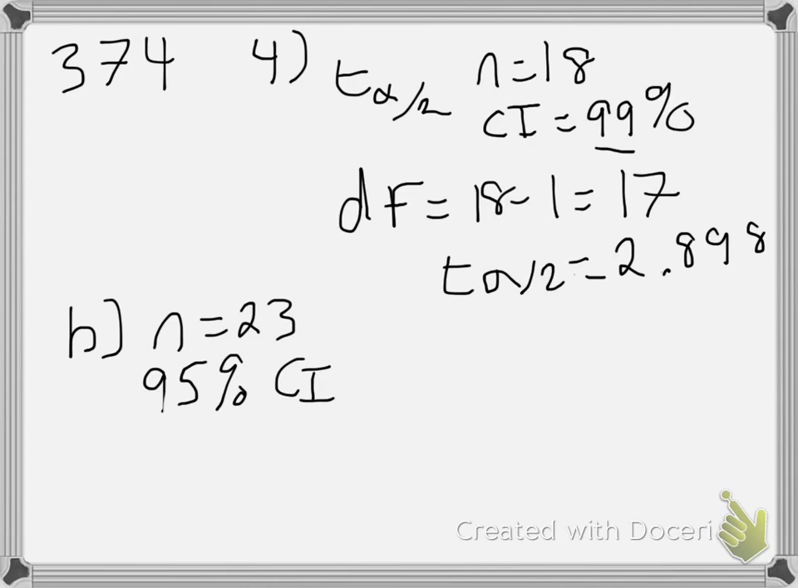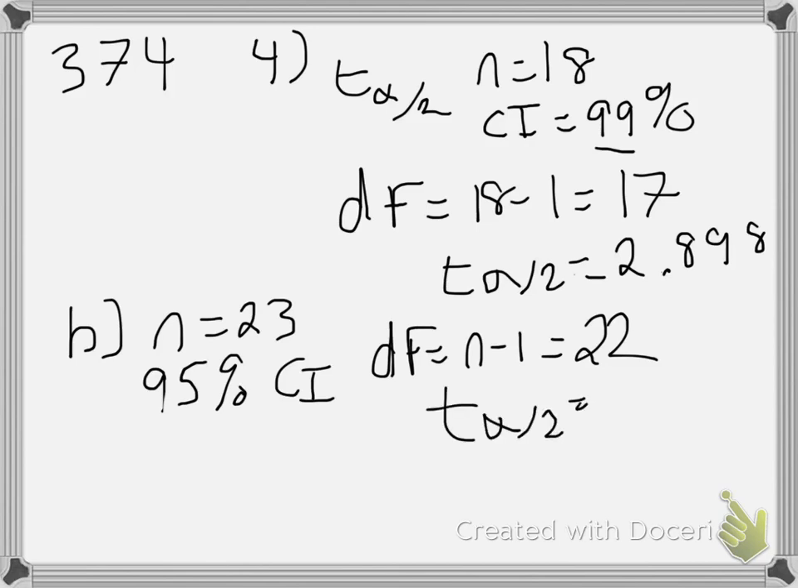So what am I going to look at? Well, I'm going to go over to the 95%, which is the first, second, third, fourth, fifth, sixth column. And I'm going to go up. Remember, my degrees of freedom equals n minus 1, which in this case is 22. So I go up to 22, that fifth column over, and what do you see? T of alpha over 2 is equal to 2.074.